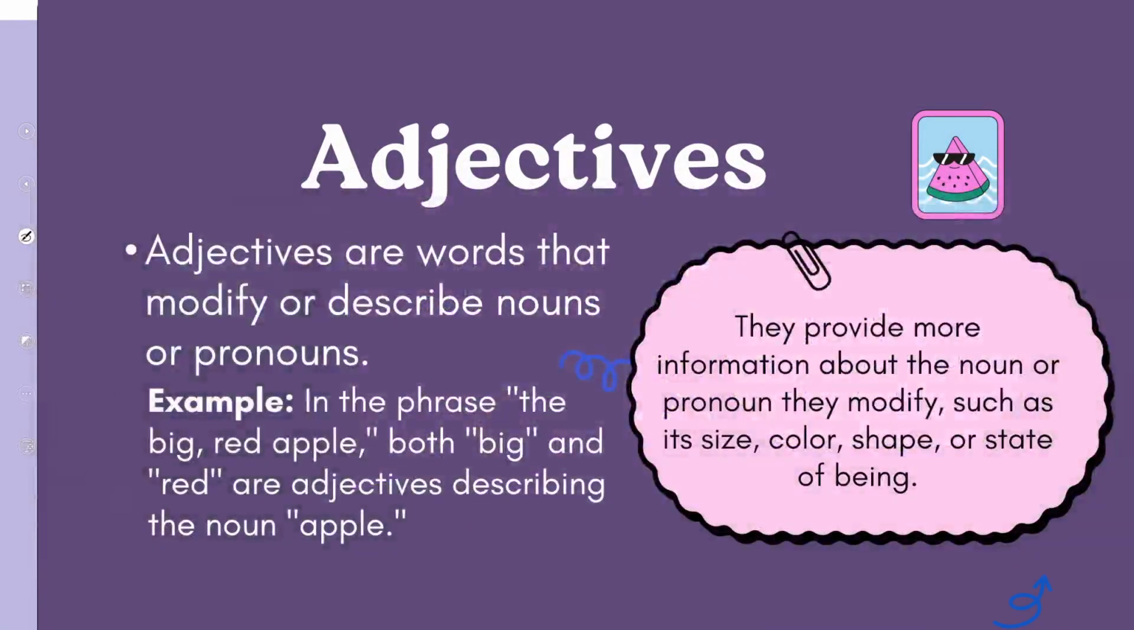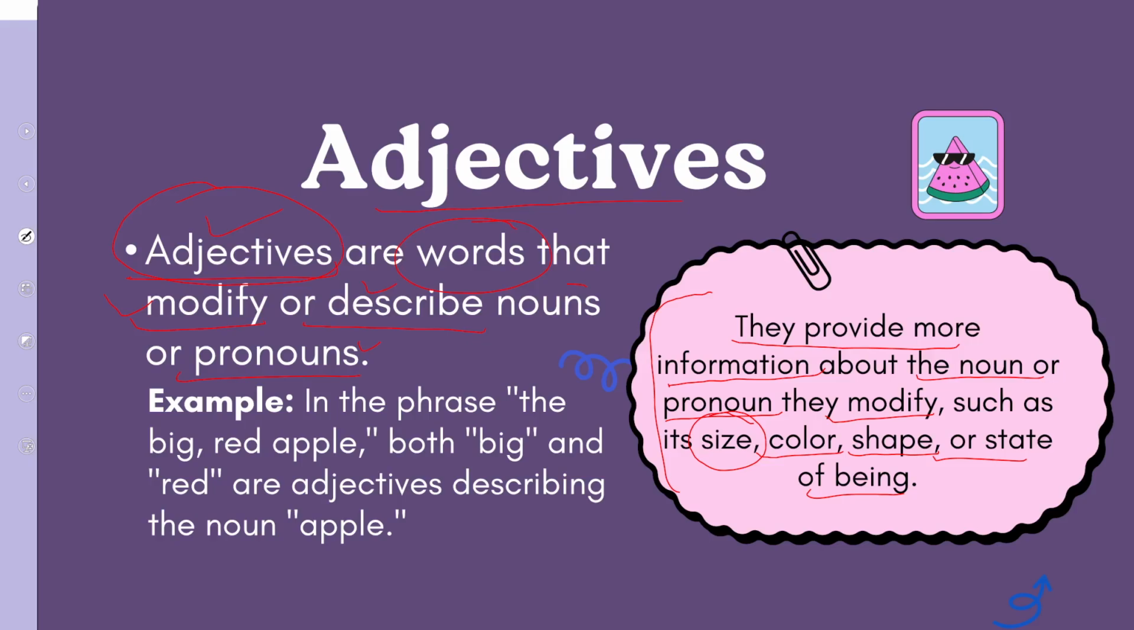Now we are going to deal with the definition of adjectives. Adjectives are words that modify or describe nouns or pronouns. So the purpose of adjectives is to modify or describe nouns or pronouns. So it means that your adjectives are serving your nouns and pronouns. Now they provide more information about the noun or pronoun they modify, such as its size, color, shape, or state of being. So this is the purpose of using adjectives.